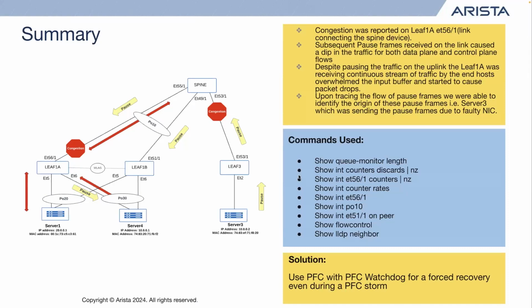And you might be wondering, since these flow controls are agnostic to the CoS value or the traffic classes, how can we prevent this back pressure from happening?